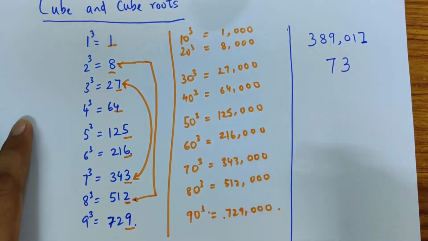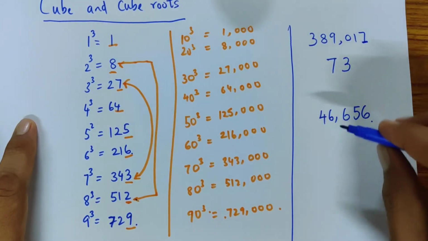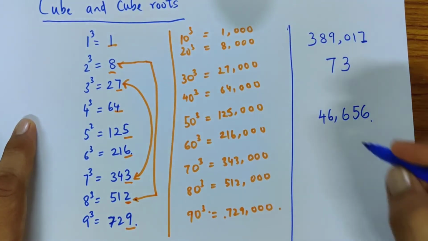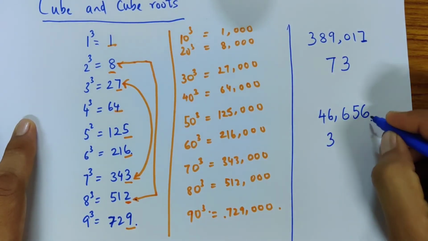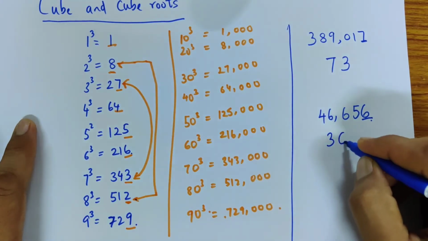So I'll ask for one more, please. One more 2-digit number, cube it and tell me the result. So I have been given a number, 46,656. Now again, 46 falls between 27 and 64. So that is a 30. And 6 will come from a 6. You see here, 6 will come from a 6. So 36.